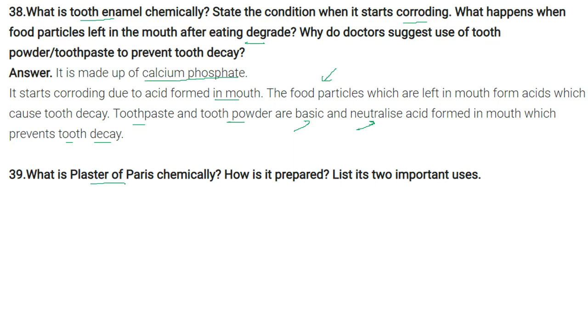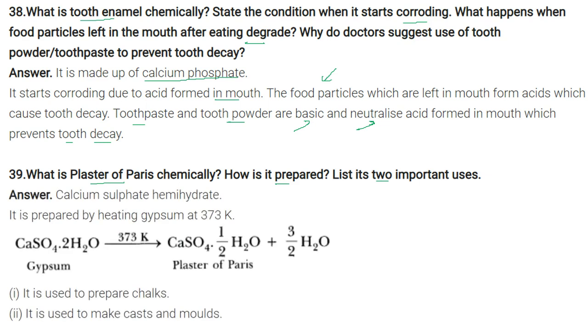What is POP chemically? Plaster of Paris. How is it prepared? List 2 important uses. So calcium sulfate hemihydrate is the plaster of Paris, and it is formed by heating the gypsum. This is CaSO4.2H2O, gypsum, at 373 Kelvin. So this is plaster of Paris, CaSO4.1/2H2O, which is our calcium sulfate hemihydrate. This is used in preparing chalks for casting and molding purposes.